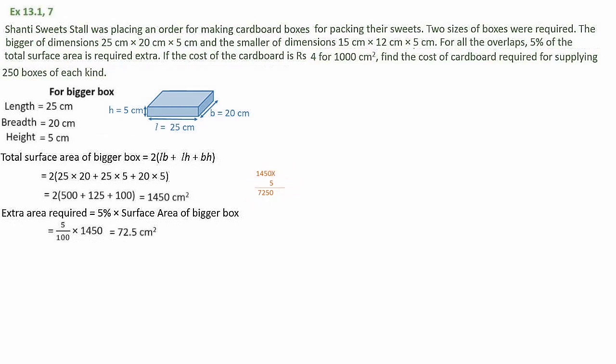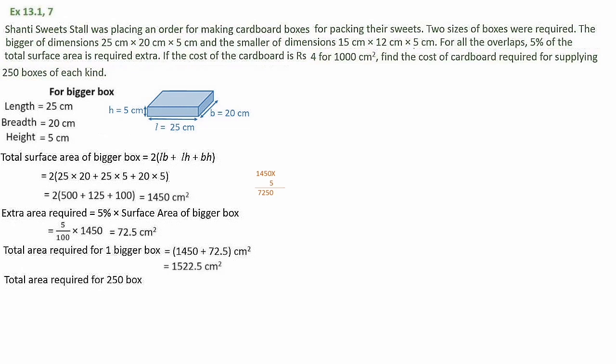That is equal to 7250 divided by 100, which means we have to place the decimal 2 digits from the right. So 2 digits from the right, in the sense between 2 and 5 the decimal will come. So 72.5 centimeter square. This is the extra area. Now we have to go for the total area required for one box. That means we have to add this total surface area and this extra area. That is equal to 1450 plus 72.5. When we add these two, we will get the answer as 1522.5. 1450 plus 72 is 1522. Then again 0.5 is there that we have to put here.